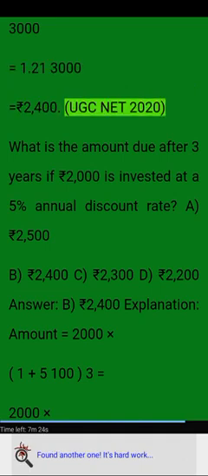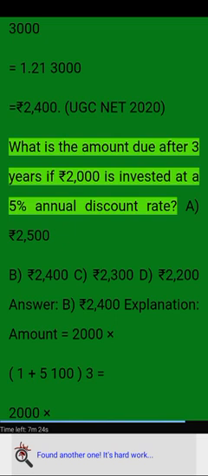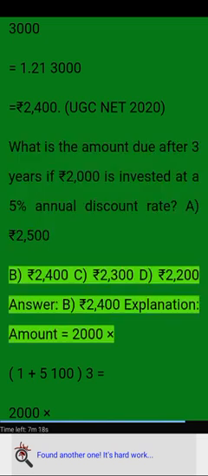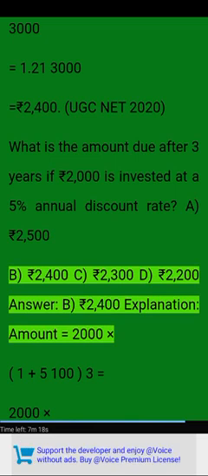UGC NET 2020. What is the amount due after 3 years if 2,000 rupees is invested at a 5% annual discount rate? A. 2,500 rupees. B. 2,400 rupees. C. 2,300 rupees. D. 2,200 rupees. Answer: B.